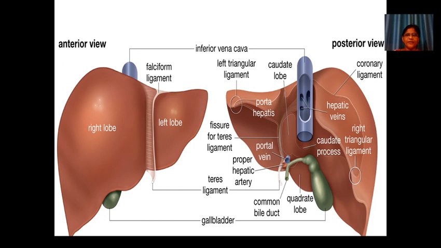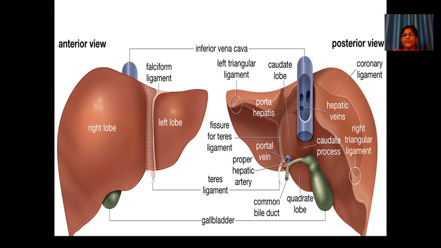See, there is an anterior view and a posterior view of the liver. In the anterior view, you can see two lobes. The anterior surface is smooth, and in the posterior view, it has a very irregular outline. In the anterior view, you can see the right lobe and left lobe, and you can observe that the right lobe is larger than the left lobe. Clear?